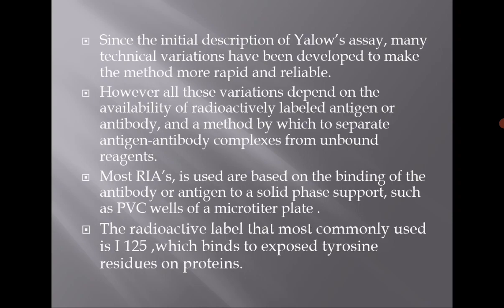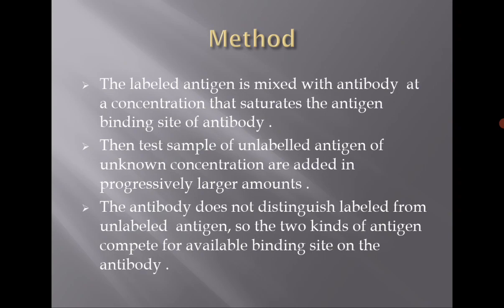So what is the most used radioactive label? It is I-125, and where does it bind? It binds to the tyrosine residue on the protein. Tyrosine is an amino acid where the radioactive label binds. So what is the method of the radioimmunoassay? We got to know what radioimmunoassay is, we got to know about its history, and now we get to know about the method of the radioimmunoassay.